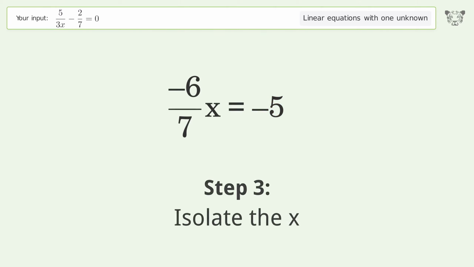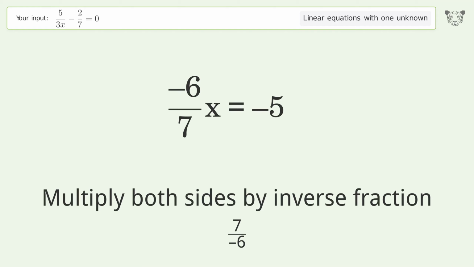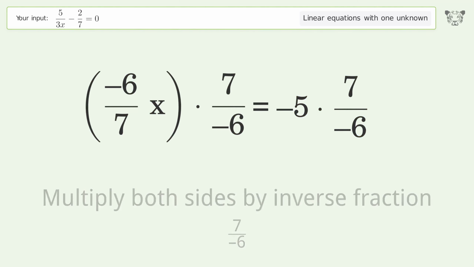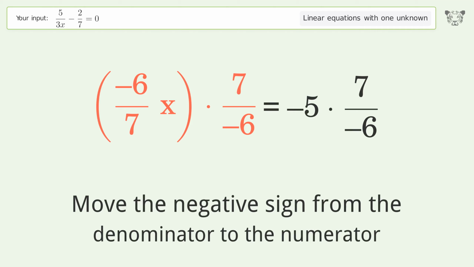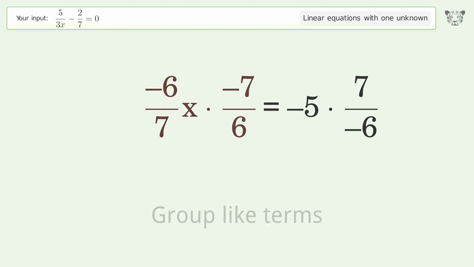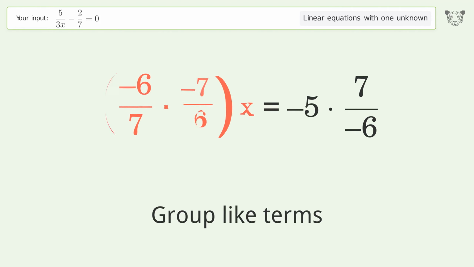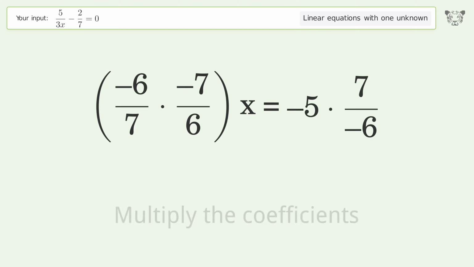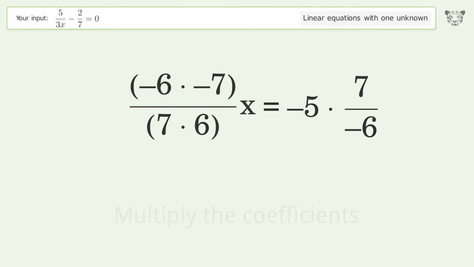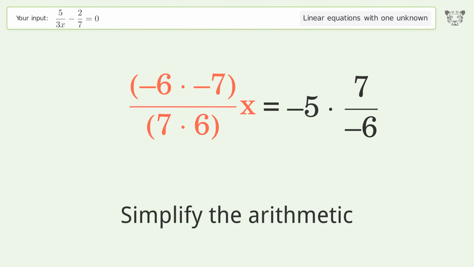Isolate the x. Multiply both sides by inverse fraction 7/6. Move the negative sign from the denominator to the numerator. Group like terms. Multiply the coefficients. Simplify the arithmetic.